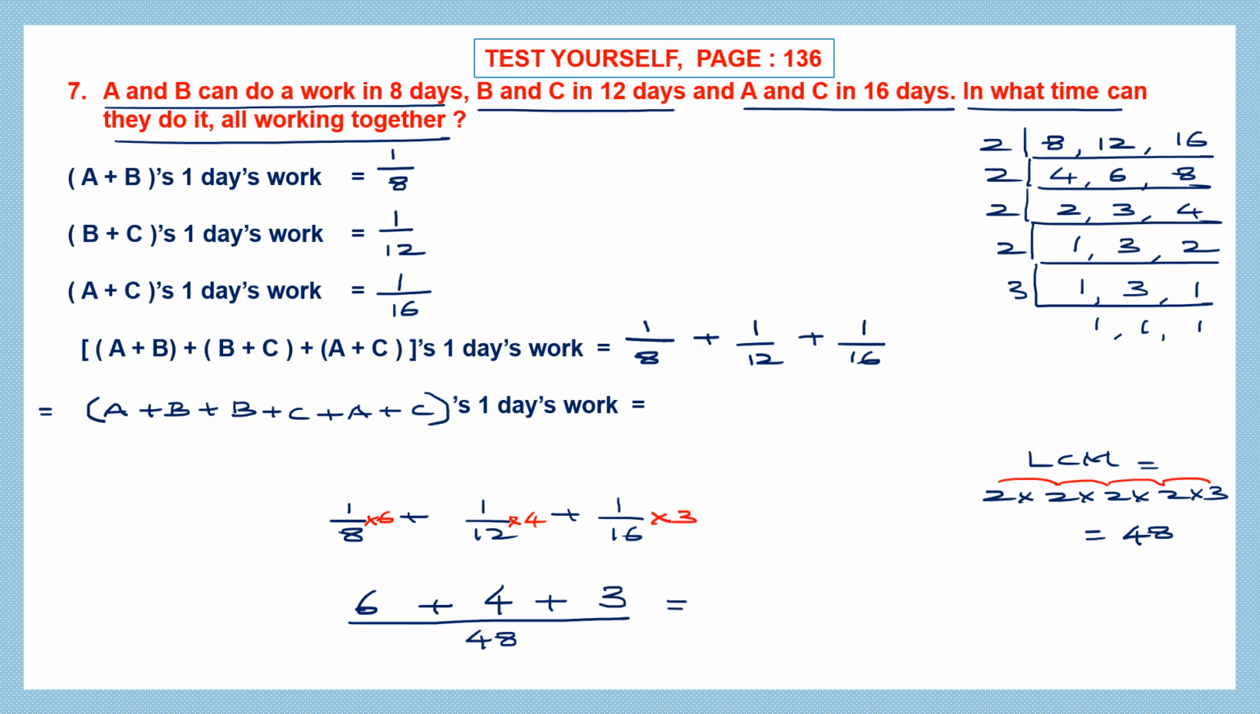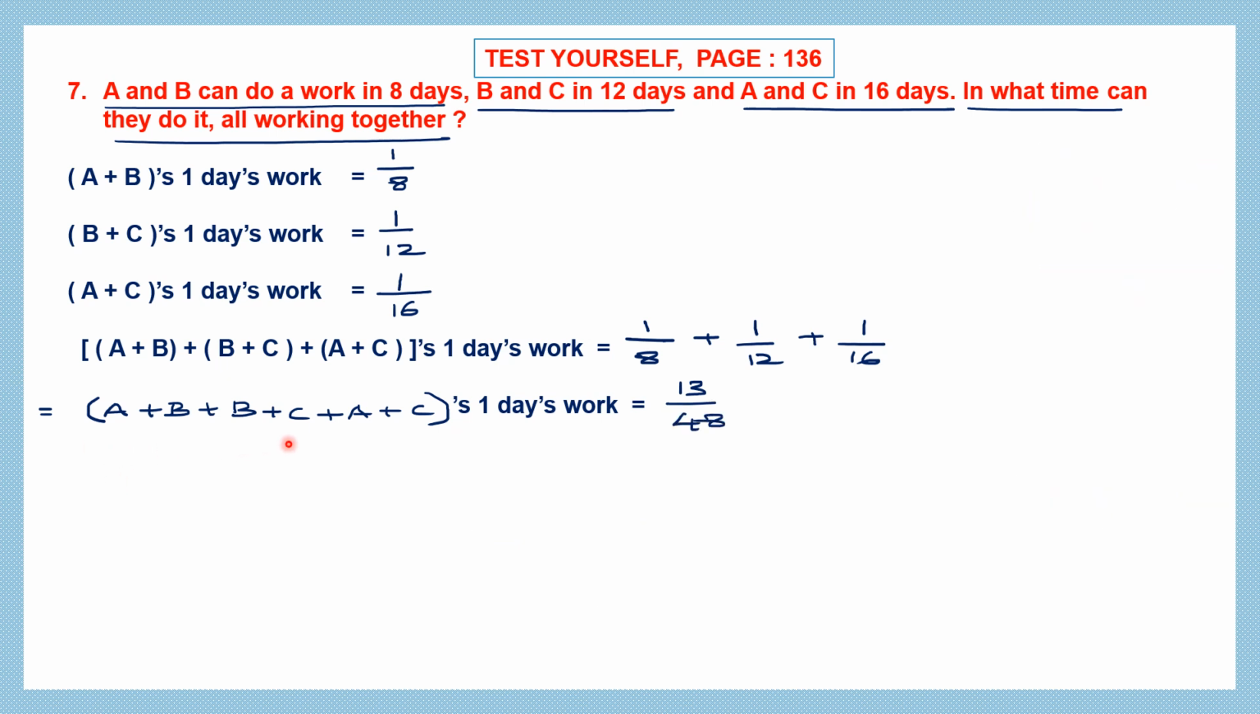Now add all this up. 6 plus 4 is 10, 10 plus 3 is 13. 13 by 48 is the 1 day's work of all this. So I can write this 13 by 48 here. So this is 13 by 48.